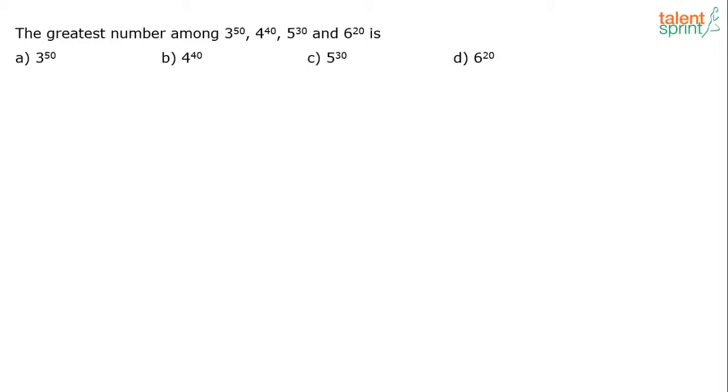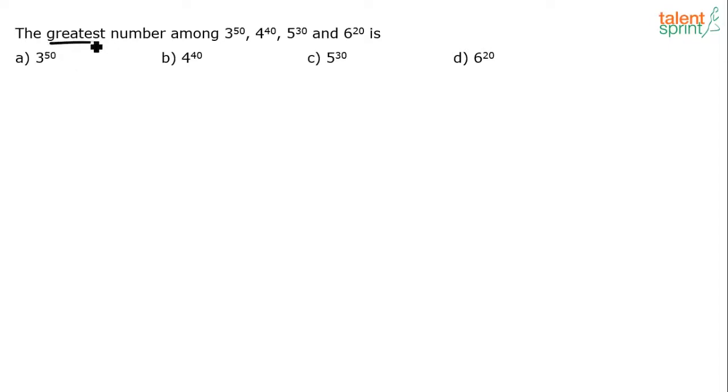Okay, time is up. Let's discuss the solution now. Here we go. The greatest number among 3 power 50, 4 power 40, 5 power 30 and 6 power 20 is. All 4 options have been given there. So we have to find out the greatest number. I'm sure the idea is not to actually evaluate what 3 power 50 is or 4 power 40 is, 5 power 30 and so on, right? That would take ages to simplify. So what do we do? Before I proceed with the solution, let me tell you the question can be asked in various forms.